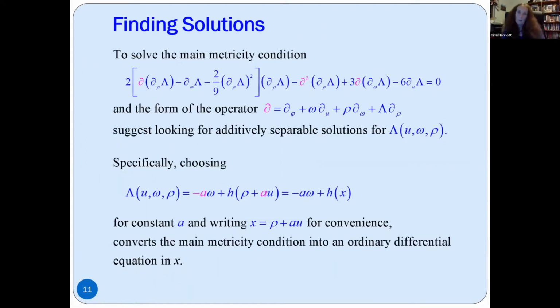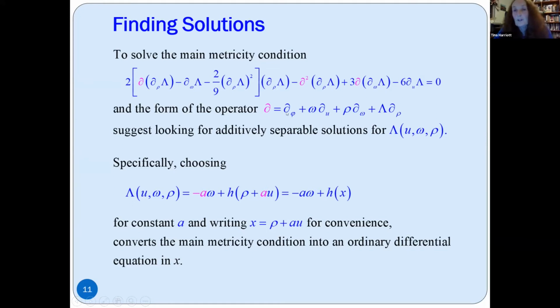So turning to how one finds solutions, one begins with the main metricity condition. And one obvious way perhaps to try and solve this nasty looking equation is to reduce the number of variables on which lambda depends. And in fact, this is how we found the very first solution in 2014, by assuming that lambda depended only on the coordinate rho. However, here we take a different approach.